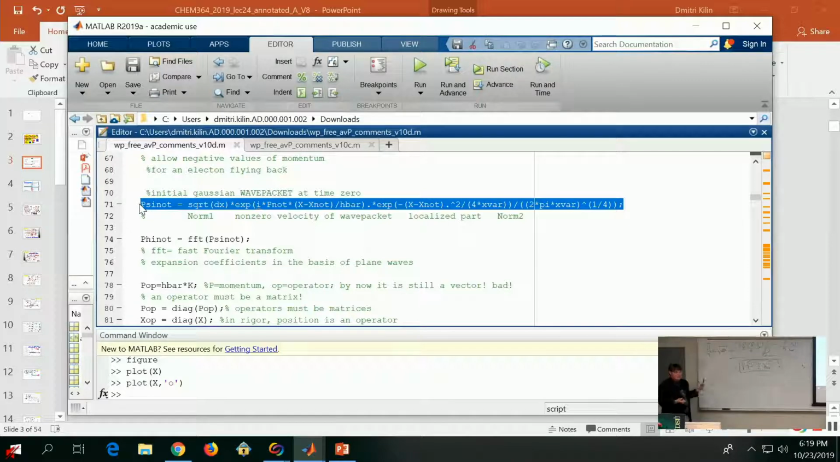But if I would see it for the first time, I would ask, what is this term and what is this term? So these two originate from the regular Gaussian distribution. What do you think about this term, about this second exponential?